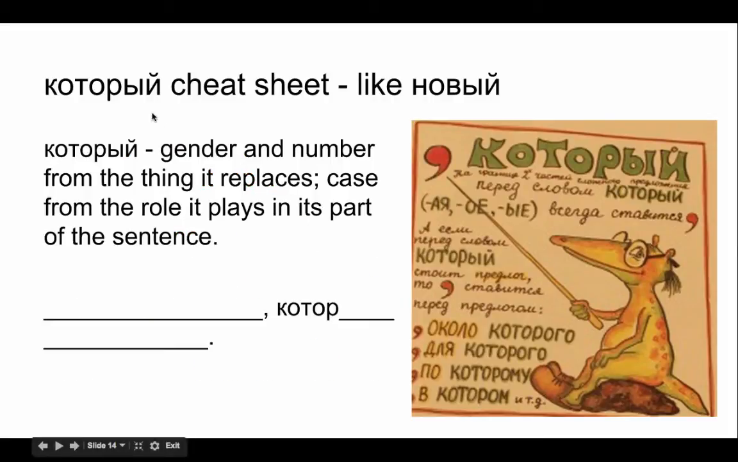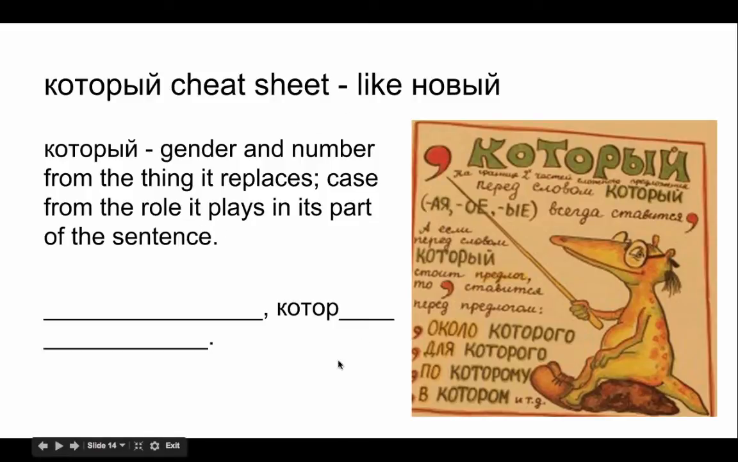So, который is just another adjective, just like новый. It will take any adjective endings, and который will always have to agree with the gender and the number, meaning singular or plural, from the thing it replaces. But it will always take its case from the role it plays in its part of the sentence. So it doesn't matter what case the thing is in the first half of the sentence. It matters what the meaning is of the second part.